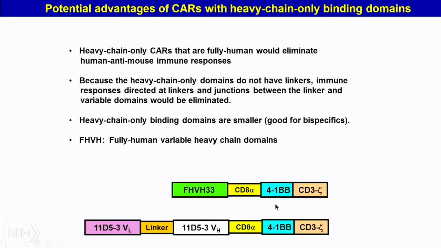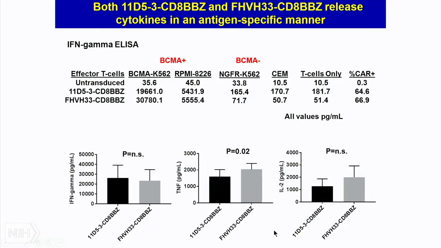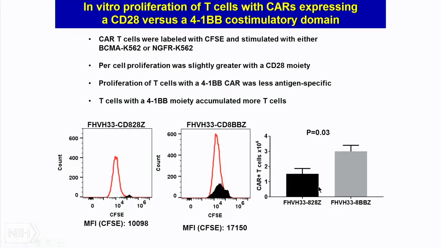Other important differences are the 4-1BB instead of CD28 in our previous work. So this is just showing that if we look at the 11D5-3 traditional CAR, the single chain Fv versus the heavy chain, there's really minimal difference in cytokine production. You can see these bar graphs here. The P was only 0.02 for TNF, but it's really not that big of a difference, and there was no significant difference for interferon gamma or IL-2.